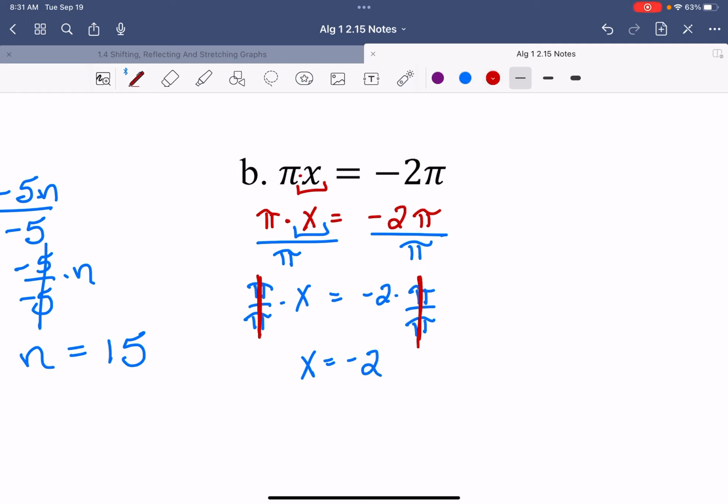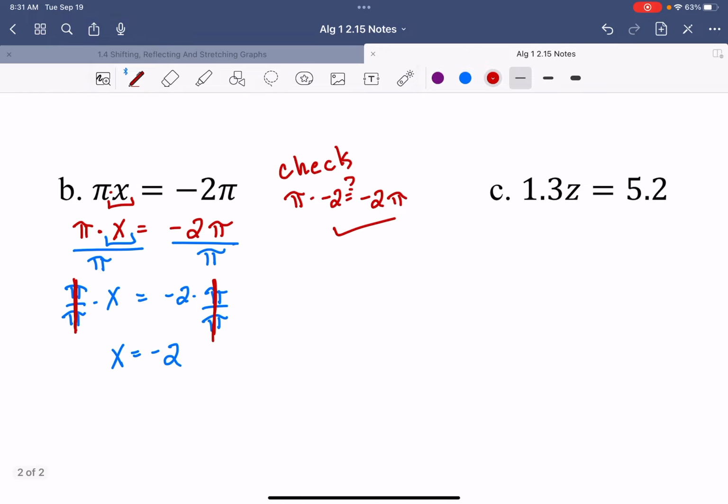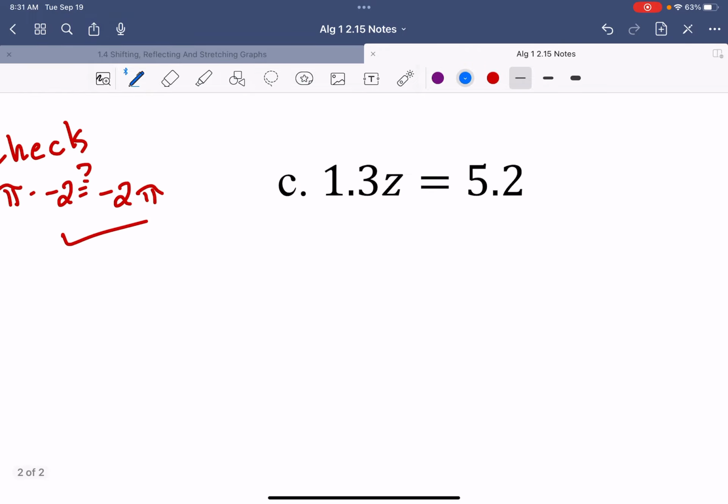So go ahead and check it. Pi times, replace that x with a negative 2. Does that equal negative 2 pi? Yes, it does. No work required. Multiplication is commutative. Okay. Next one, here we got some decimal problems. Again, find my variable. There it is. There's my z. Okay. And then ask myself what's happening to the z.